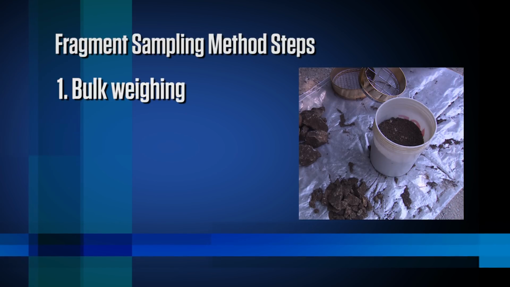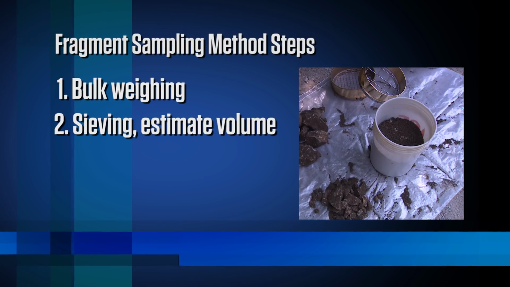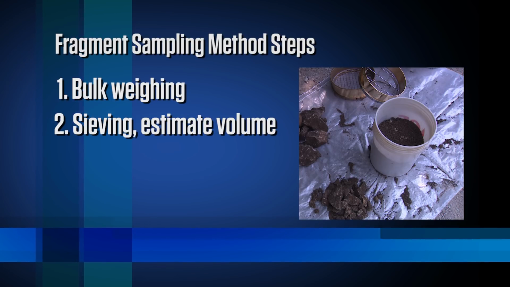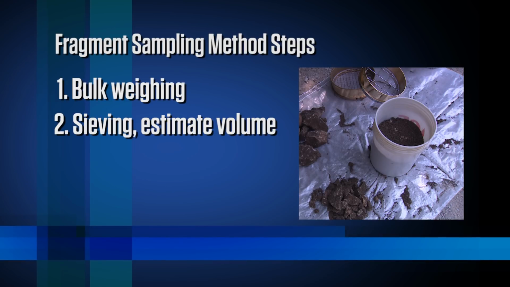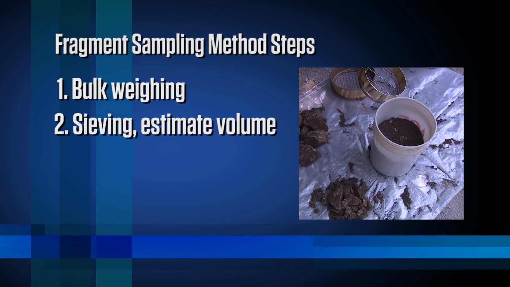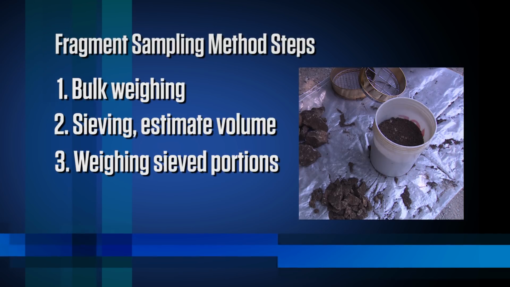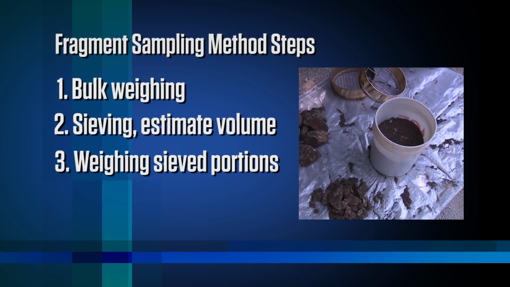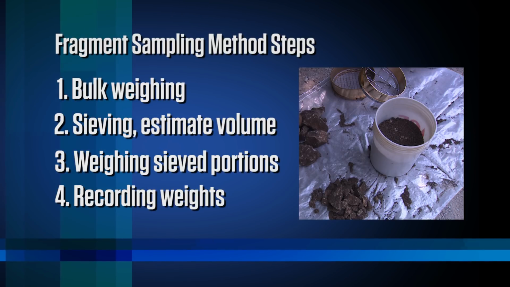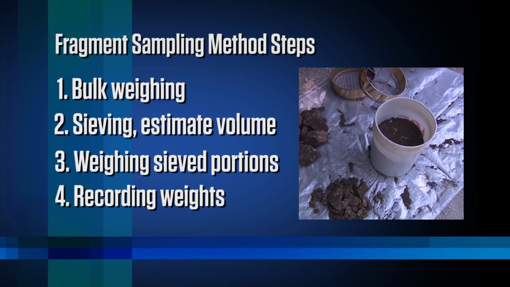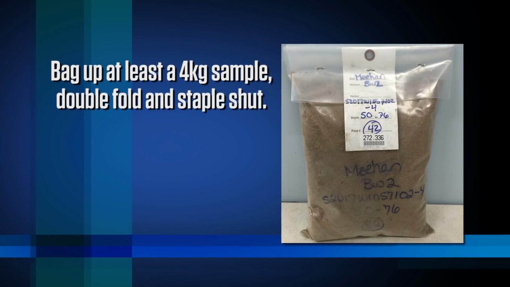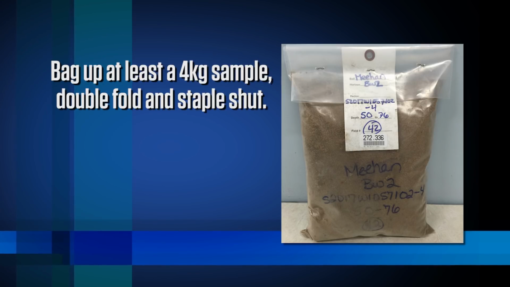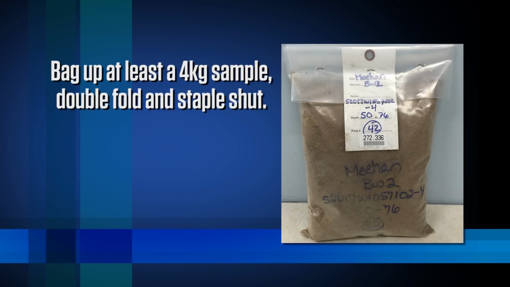Estimate the coarse fragment volume percent of both the 75 to 250 millimeter fraction and the greater than 250 millimeter fraction, and record these values in the description or the sampling notes. Weigh the 20 to 75 millimeter and the less than 20 millimeter fractions in pounds or kilograms, and record these weights. Weights are calculated to an oven-dry base in the laboratory. Place a minimum 4 kilogram sample in a plastic bag, double fold the bag and staple. The water content is determined on the sample in the laboratory.